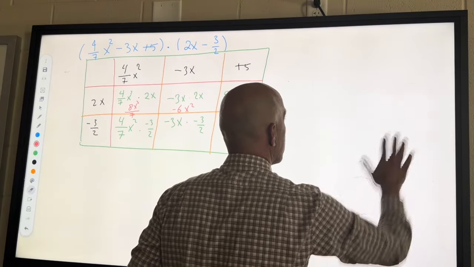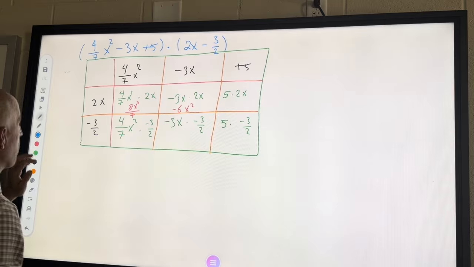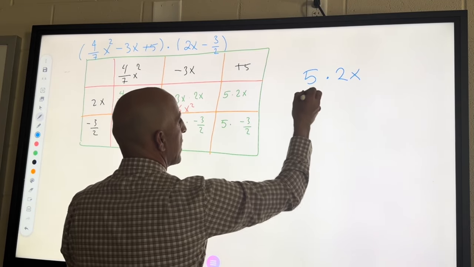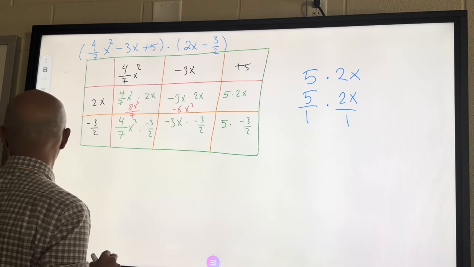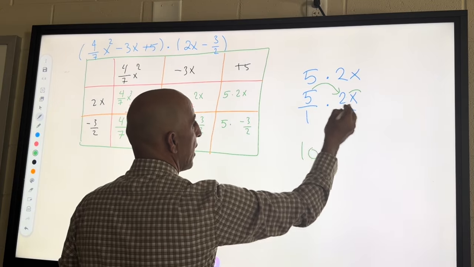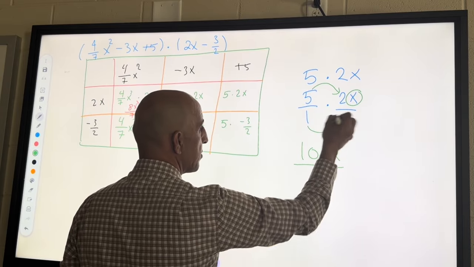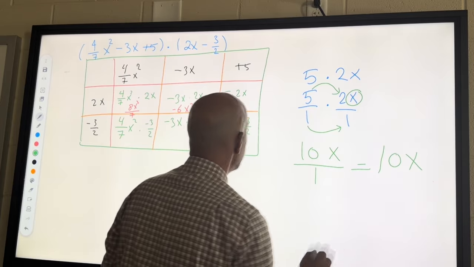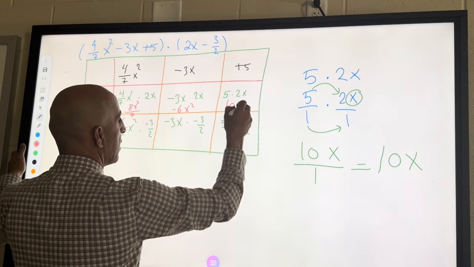Keep going with the next one, which is like 5 multiplied by 2x. I'm talking about this one. So I can take it as 5 over 1 multiplied by 2x over 1. Let's now first multiply the 5 with the 2. 5 multiplied by 2 is 10. Then I am left with the x. So I just have x divided by 1 because 1 multiplied by 1 is equal to 1. So anything divided by 1 is the same thing. So the answer will be 10x. So the answer here is 10x.